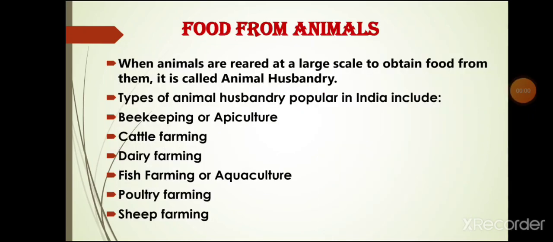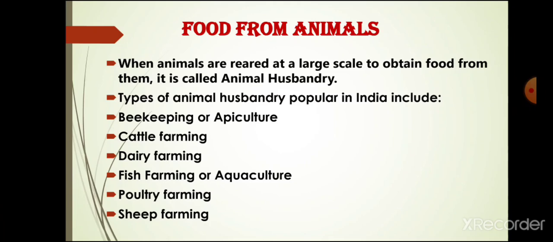Next topic is food from animals. Like plants, animals also provide us with different kinds of food. Many people who live in the coastal areas consume fish as a major part of their diet. In previous classes, you already learnt about the food that we obtain from plants. And you also already learnt about the food which we obtain from animals.